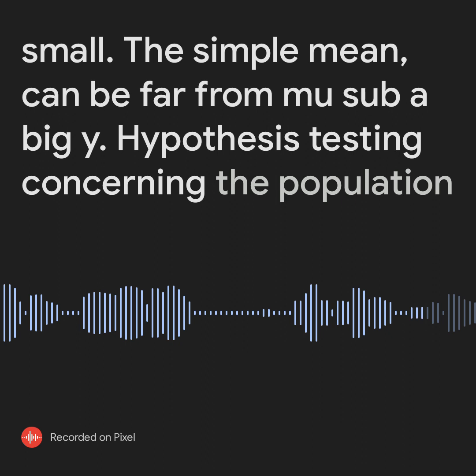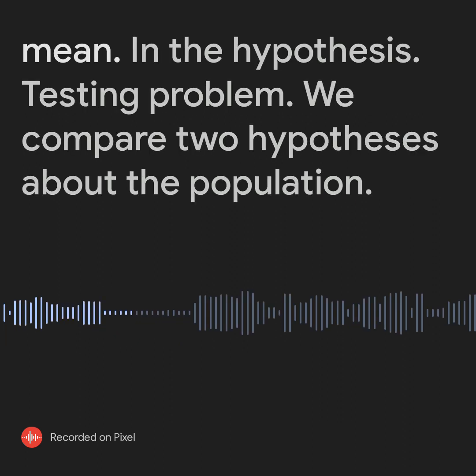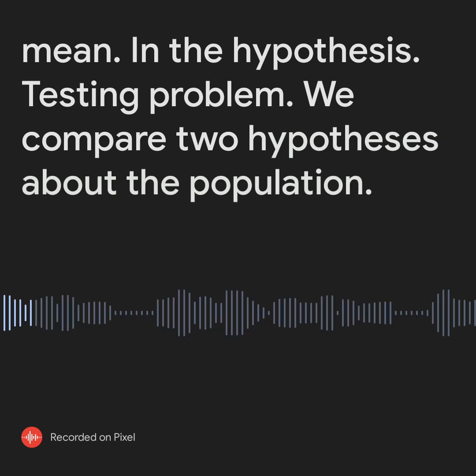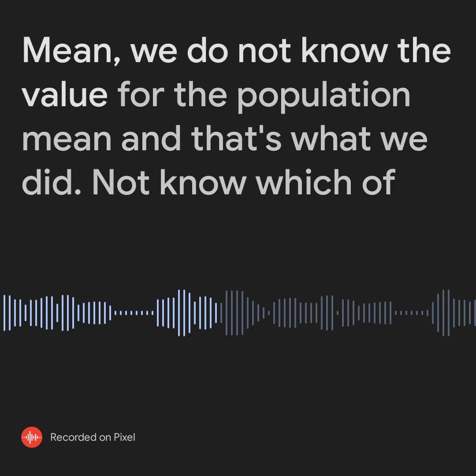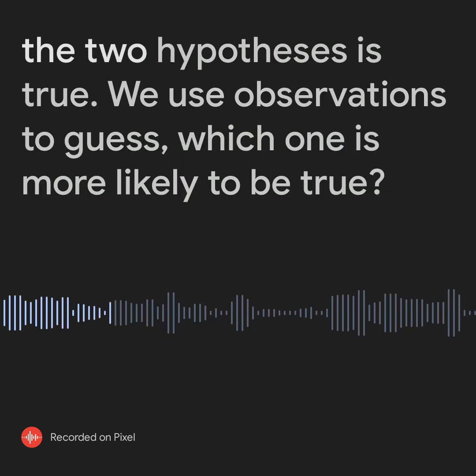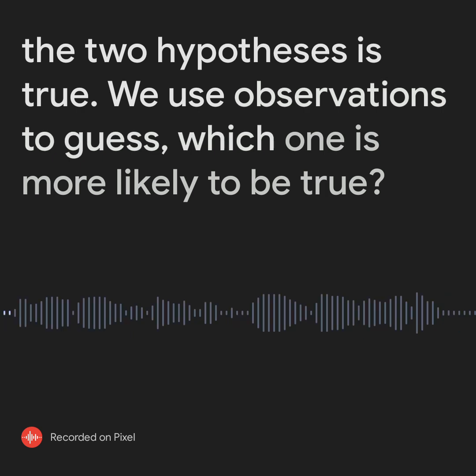Hypothesis testing concerning the population mean. In the hypothesis testing problem, we compare two hypotheses about the population mean. We do not know the value for the population mean, and thus we do not know which of the two hypotheses is true. We use observations to guess which one is more likely to be true.